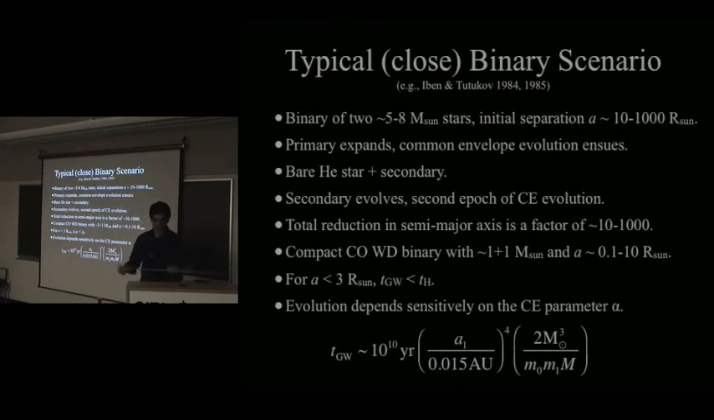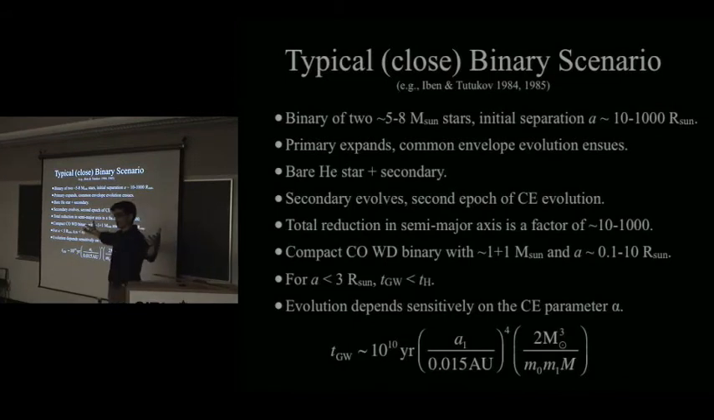Here's the typical story. This is Iben and Tutukov, 1984 and 1985. You start with two, let's say, 5 to 8 solar mass stars. Their initial separations are close, maybe 10 to 1,000 R sun. What happens to them? Well, the primary expands off the main sequence. Common envelope evolution ensues. You're left with a helium star and the secondary. The secondary then evolves. There's a second epoch of common envelope evolution. There's a total reduction in the semi-major axis by a factor of somewhere between 10 and 1,000.